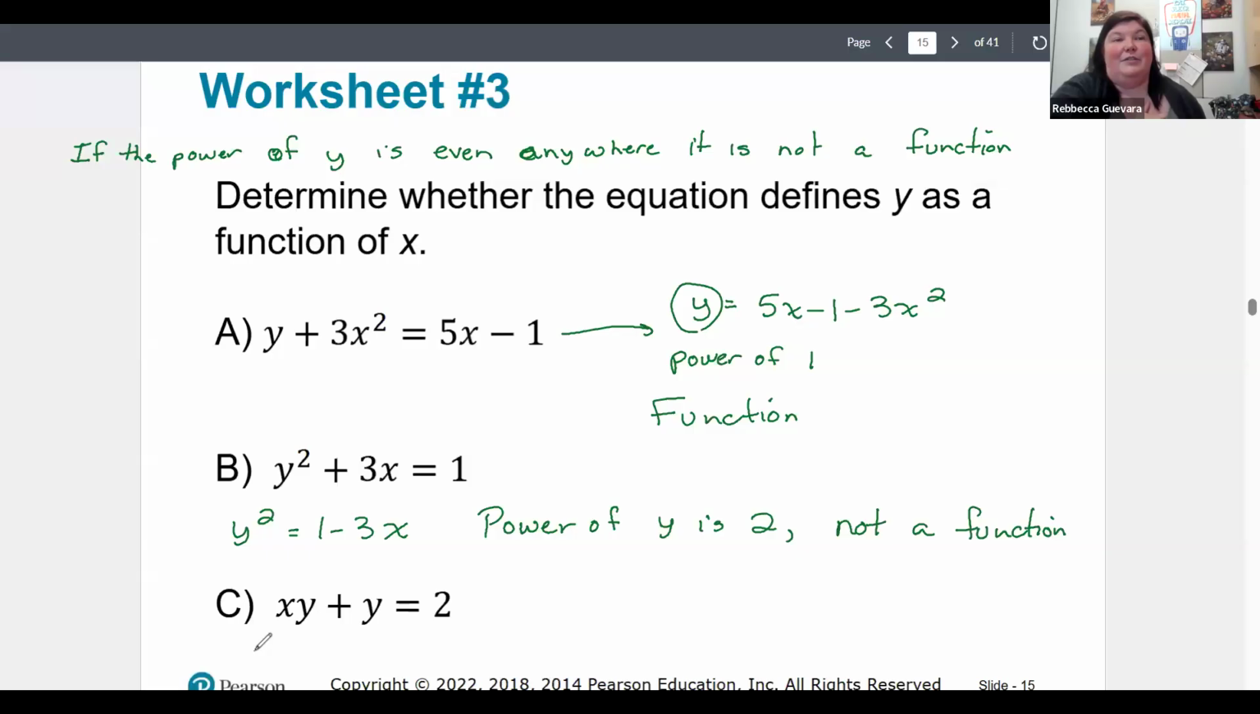Here, I can pull out a y. So if I factor out a y, I'm left with x plus 1 equals 2, which means that y is just going to be 2 over x plus 1. Whatever I put in for x should only give me one y now. So this is also going to be a function.